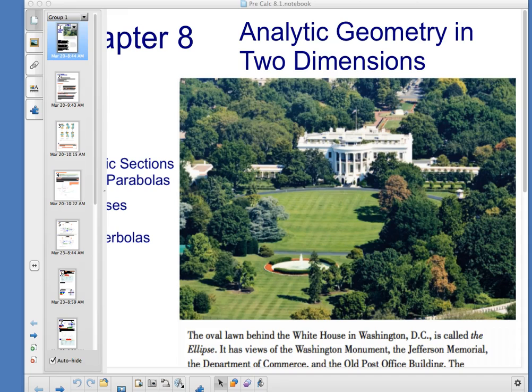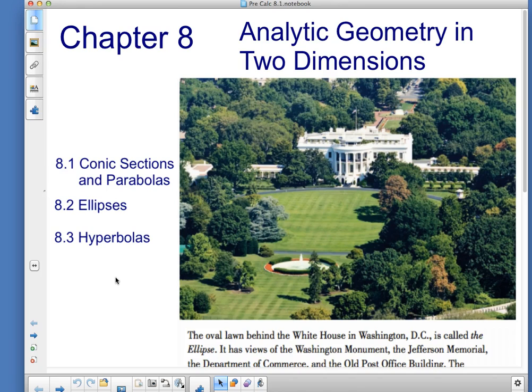We softened the blow on most of the stuff the way it was, but Chapter 8 is all about formulas. If you know the formula, you know the relationship, you're totally golden. So let's get this going. We're talking about conic sections and parabolas in 8.1. 8.2 is ellipses, and 8.3 is going to be hyperbolas. Okay, you guys work with this stuff every day. You just don't know it.